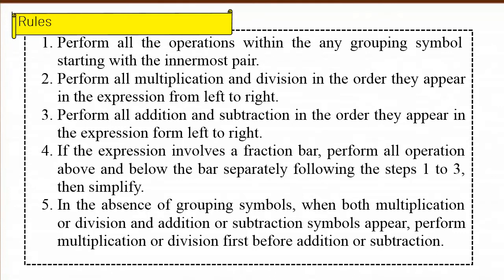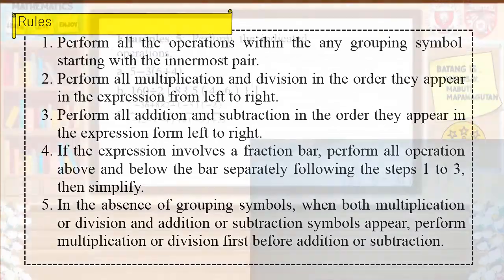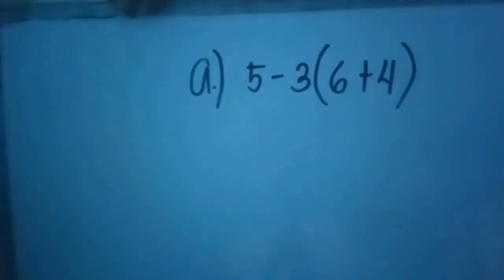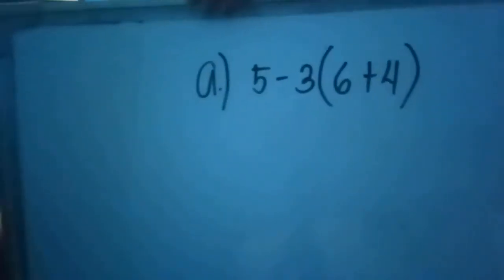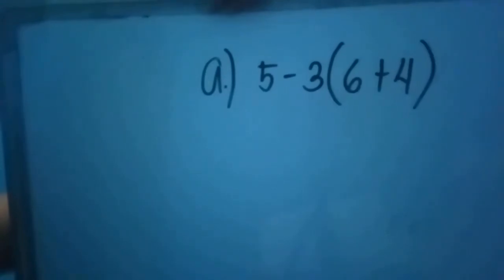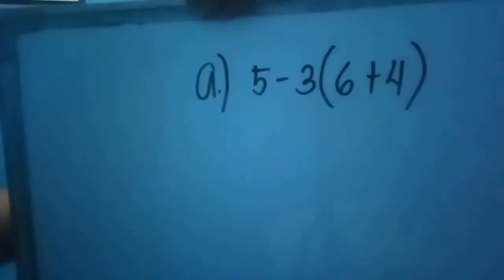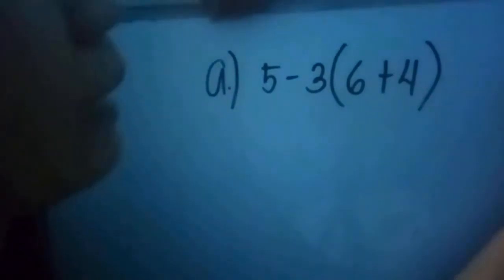Last, fifth, in the absence of grouping symbols, when both multiplication or division and addition or subtraction symbols appear, perform the multiplication or division first before addition or subtraction. In short, we have the word PEMDAS, or the word GEMDAS. So let us perform the operations indicated in the given examples. Letter A, we have 5 minus 3 times the quantity of 6 plus 4. So first, we have the word PEMDAS.